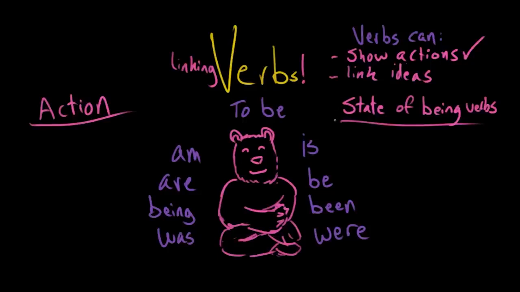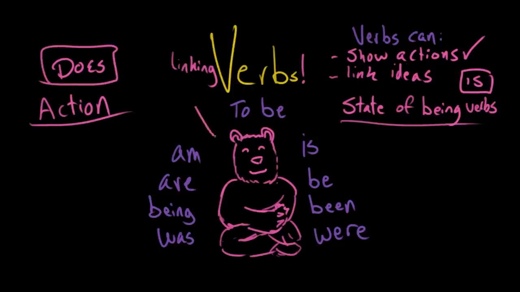So we use action verbs to show what something does, whereas we use state of being verbs to show what something is. So let's bring it back to this bear. Let's think of an action for this bear to do. What is a bear-like thing to do? The bear eats a fish. That's an action. That's something the bear is doing.